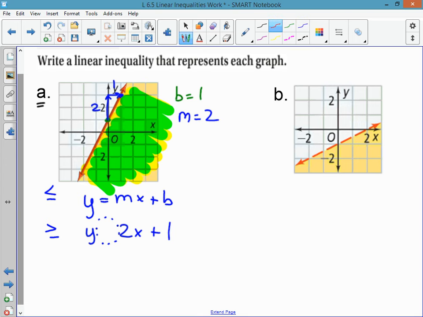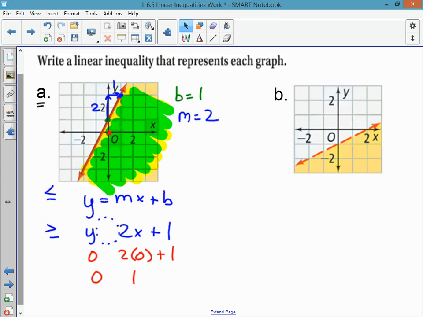So here's how I figure out which symbol goes there. The point 0, 0 is in the region that's shaded. This point 0, 0 makes the inequality true. So if I were to put in 0 for y and 0 for x, 2 times 0 is 0. 0 plus 1 is 1. Which of the two inequalities will make this statement true? 0 and 1. Is 0 greater than 1 or 0 less than 1? Well, 0 is less than 1, so that's the symbol I use for my answer.